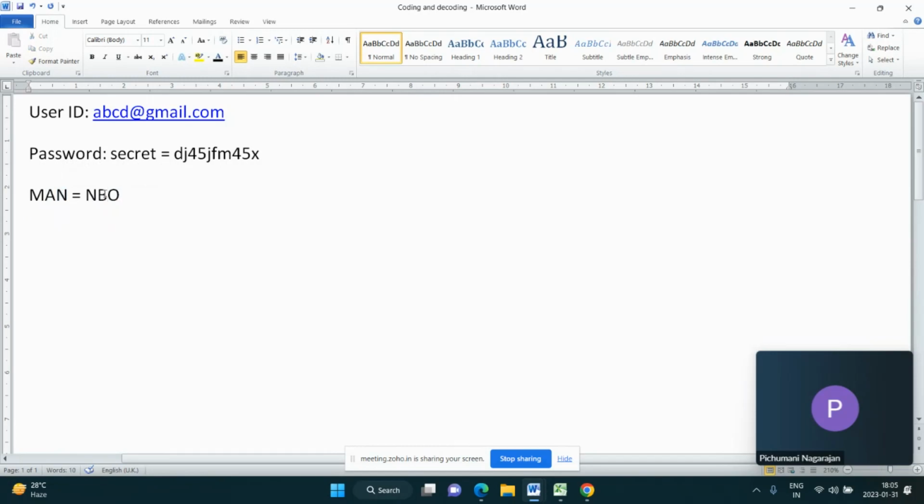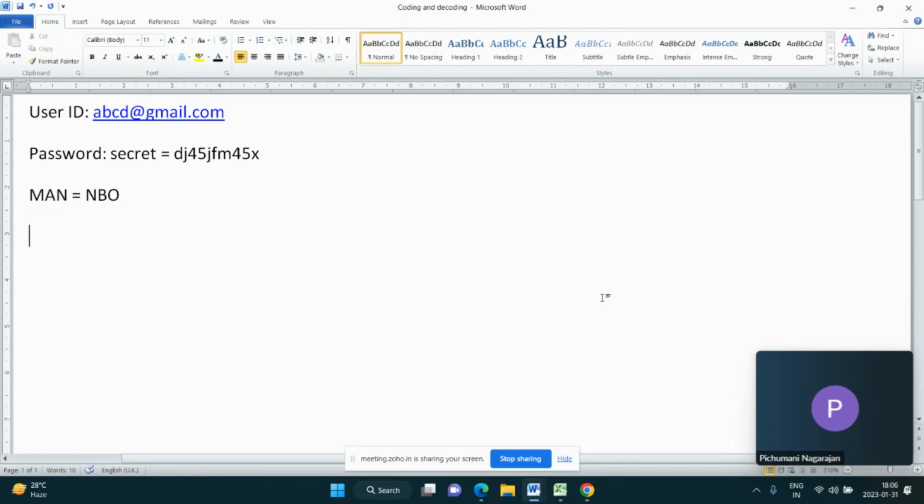How will I decode? The letter before O is this character. The letter before B is the second character. The letter before N is the first character. This is how the decoding happens. Coding happens: MAN is equal to NBO. This is coding. How do I decode? NBO is equal to MAN, and I match that with the secret which I have stored, the original word which I wanted to store. This is how the coding and decoding happens.